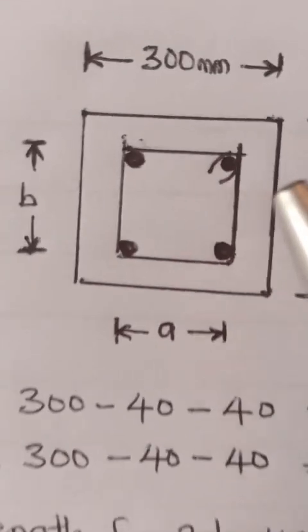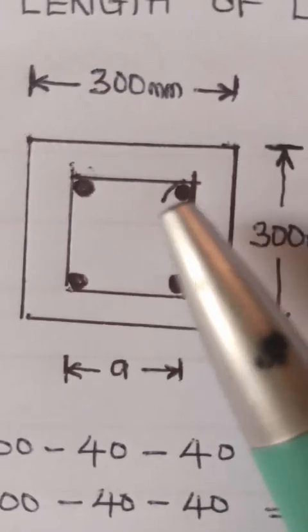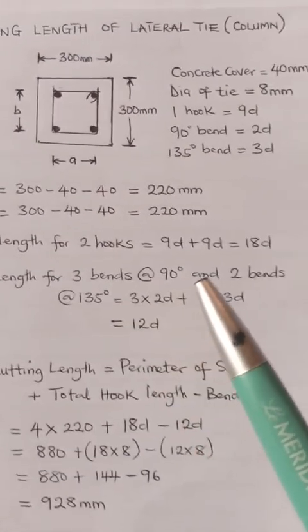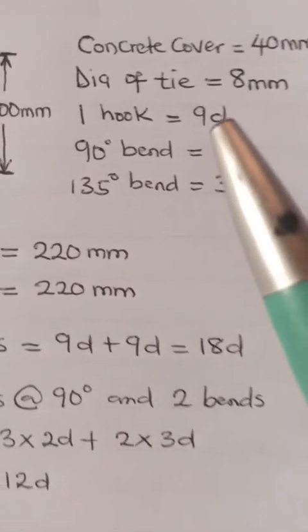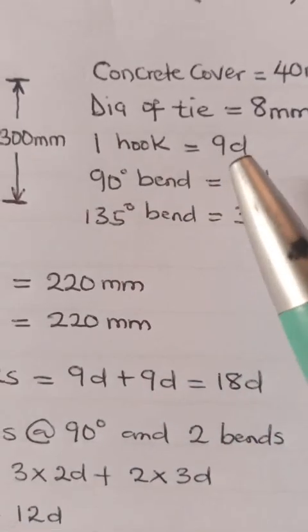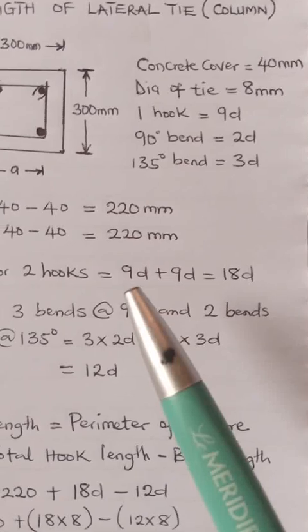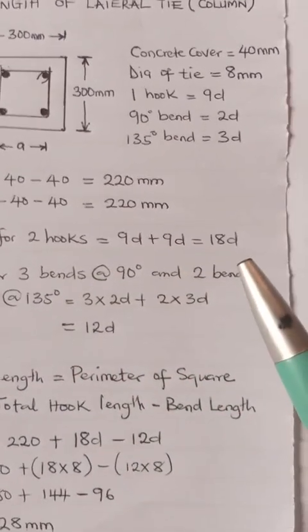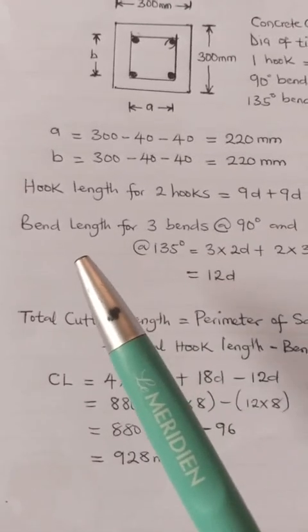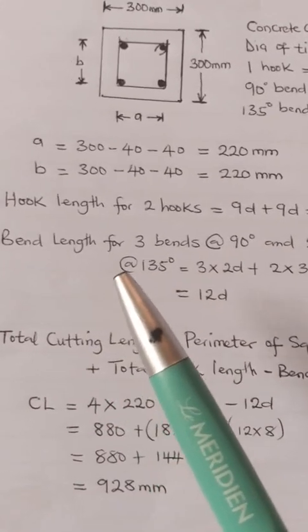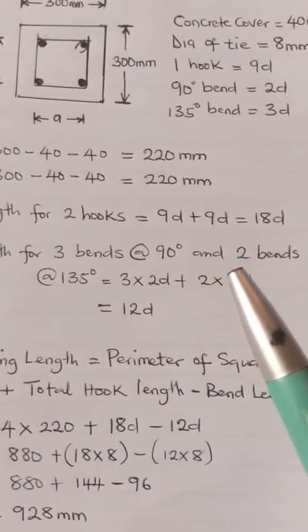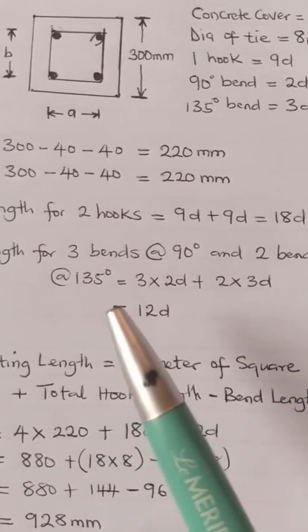Then we calculate for the hook length for two hooks. Now look at the two hooks here. We have one, we have two. So that's the two hooks, and we know that one hook here is equal to 9D. So we have 9D plus 9D for the two hooks, which will give us 18D. Then we calculate for the bend length for three bends at 90 degrees and two bends at 135 degrees.